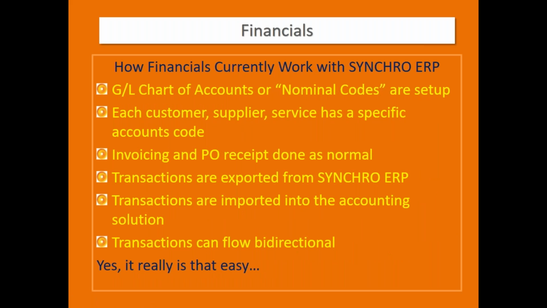There are two pieces of software, SYNCHRO ERP and the financial software. Information is simply exchanged through a file transfer between the solutions, typically a comma-delimited file. This is easy to do as only a couple of mouse clicks. Trust me, there is really nothing to it. Throughout this webinar, I will refer to the account codes as the GL account codes. In other areas of the world, these are typically known as the nominal codes. These are one and the same.